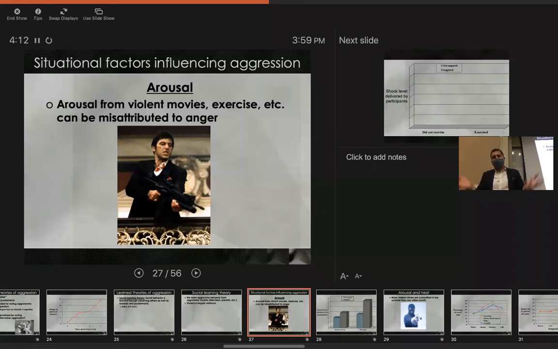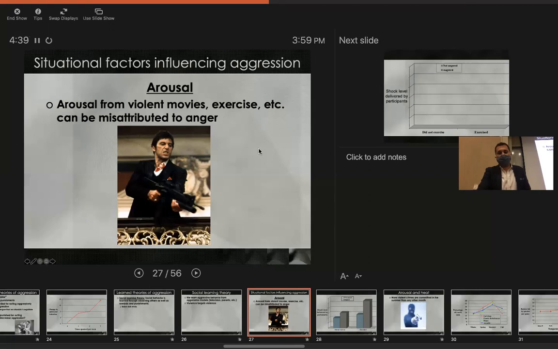A number of studies have shown this tendency. For instance, watching a violent movie, which is exciting, tends to increase our physiological arousal, as does exercise. And people who have just watched a violent movie or just exercised are more likely to retaliate aggressively against someone than people who have not, because they're misattributing their arousal to being angry at this person. They think they're angrier at this person than they really are.